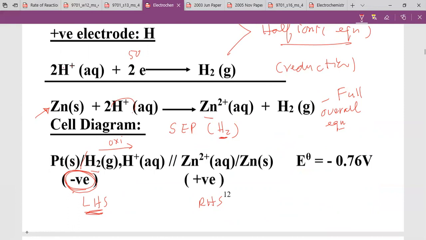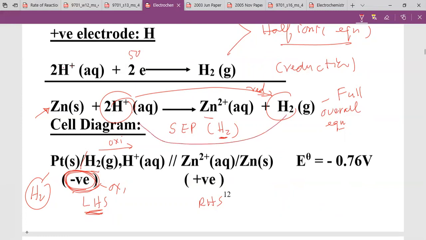But when you write the cell programme, you cannot write like that, because the IUPAC system says that on the left-hand side you must put the hydrogen electrode, as if it's negative. That means it must undergo oxidation. But here, what does it undergo? Reduction. So you must write as if it's not true. Never mind, there's a reason for it. So you write something not true, which means you write the reverse.